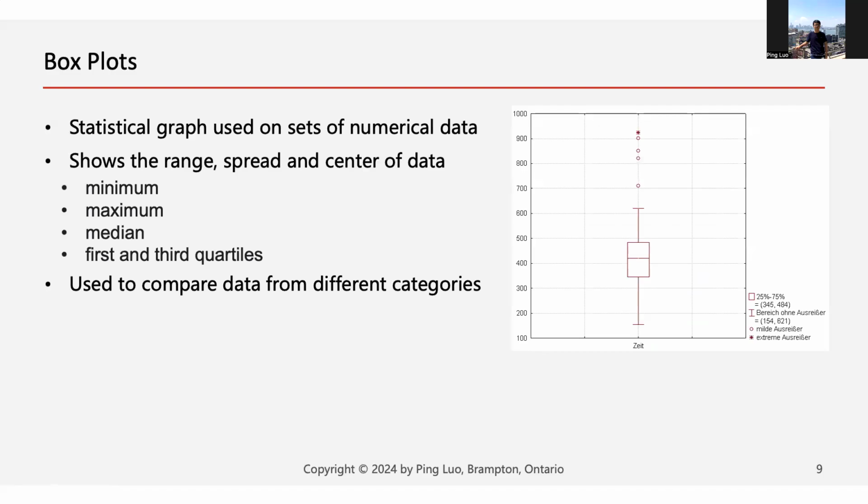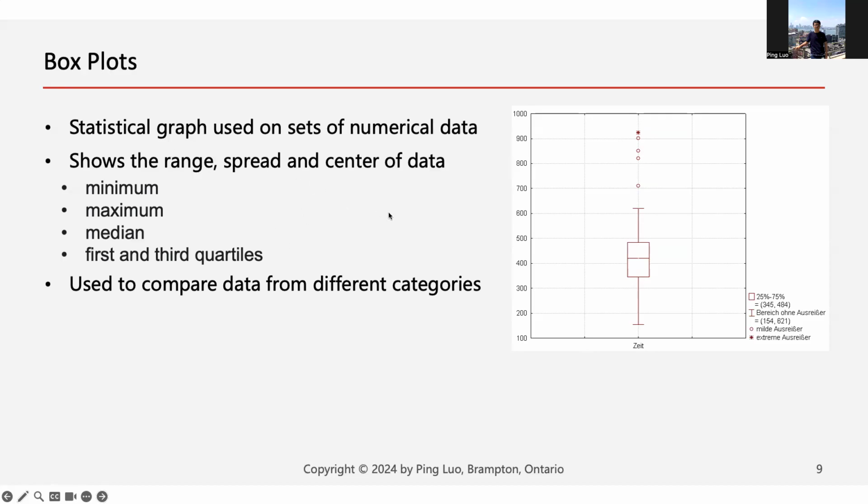Next one is box plot. Box plot is just a statistical graph to show different statistical values of a group of numbers. So for example, here we have the minimum value, the first quarter value, the median, the third quarter, and also the maximum value. And all those dots above here are the outliers. So usually, if you don't want to do some statistical comparisons, box plot is a very commonly used plot.